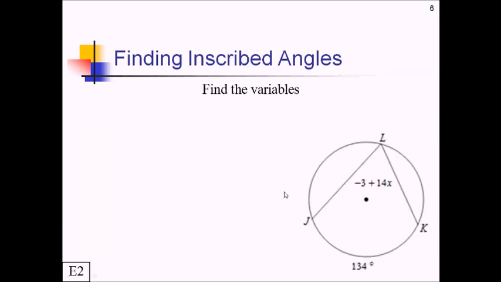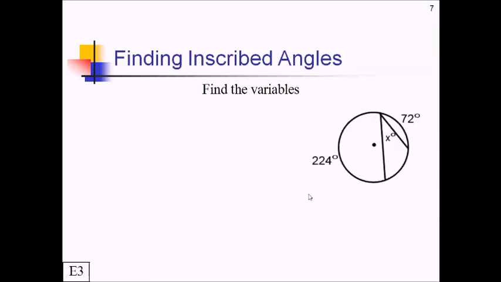Here's another example with an inscribed angle. Pause the video and see if you can figure out the value of x. Alright, so we can say that our inscribed angle, -3 plus 14x, is going to be half of the intercepted arc of 134. So that means this stuff is going to be equal to, let's see, that's going to be 67. Adding 3 over there, and then dividing by 14, we get x equals 5.